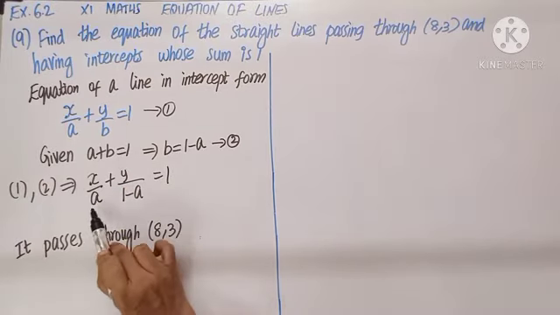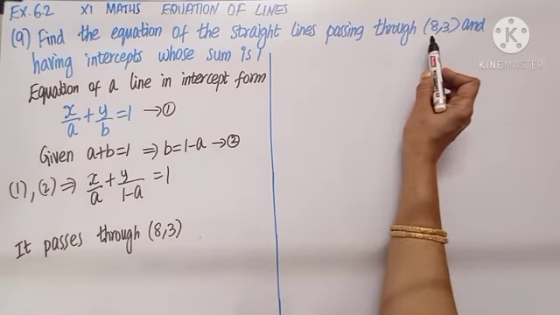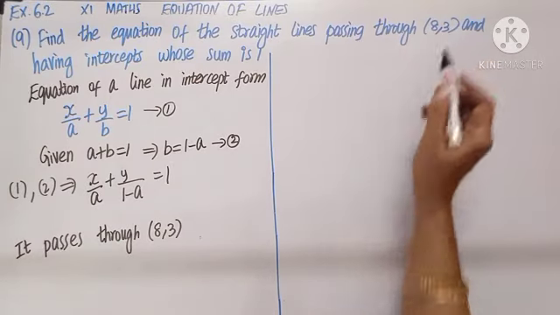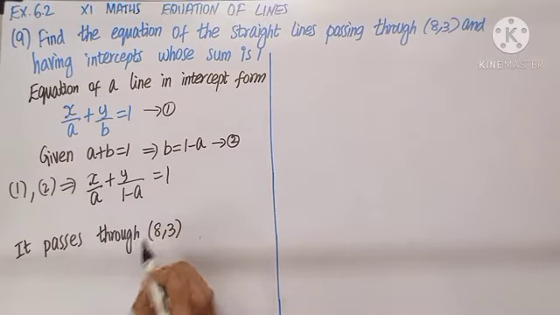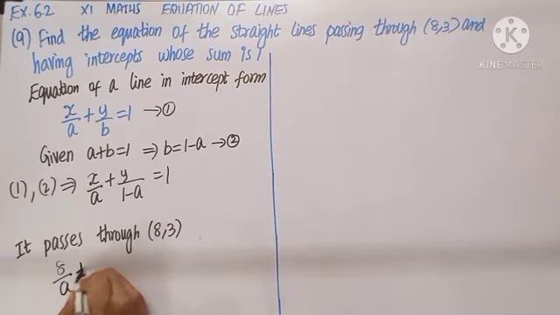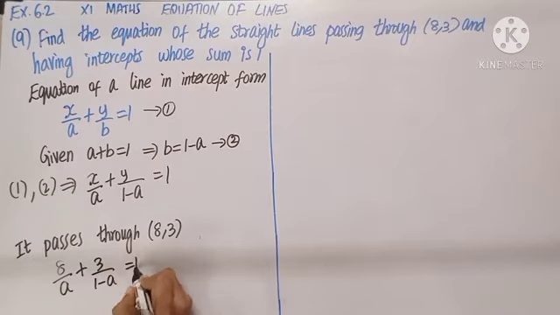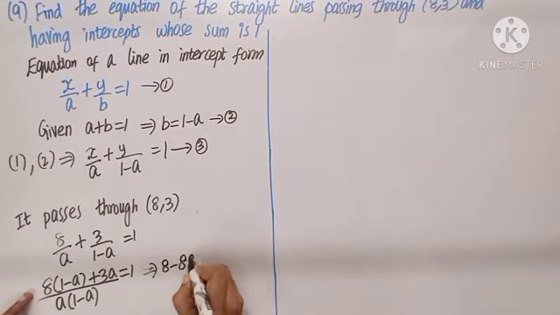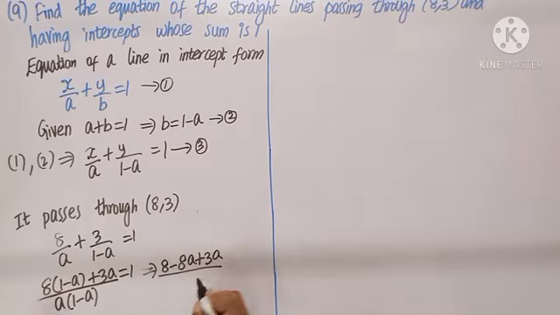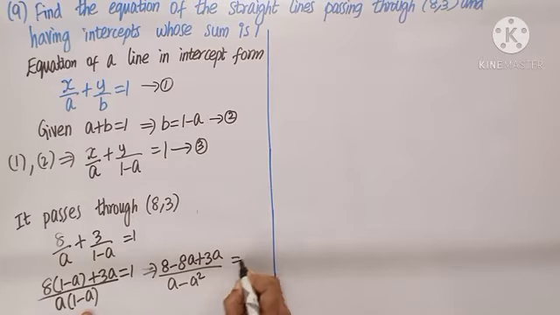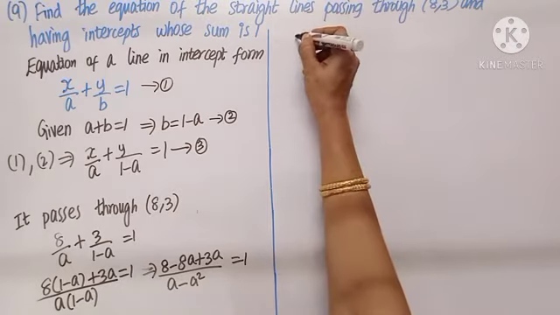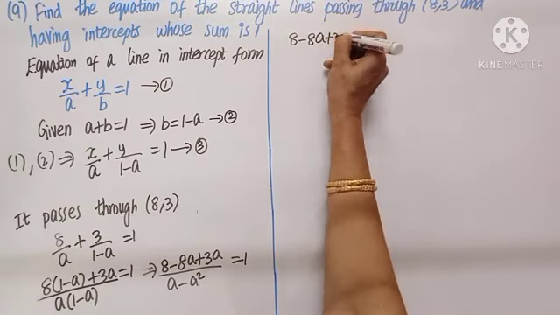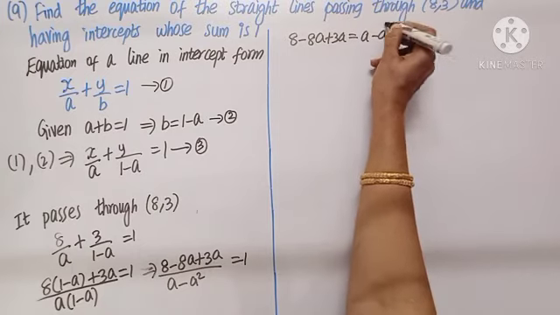How to find a value? Look out for a clue in the question. Passing through the point 8, 3. Wherever x comes 8 and wherever y comes 3. As I take LCM and simplify, it is a into 1 minus a in the denominator, cross multiplying. We get 8 minus 8a plus 3a divided by a minus a square equals to 1. Cross multiplying, 8 minus 8a plus 3a equals a minus a square.